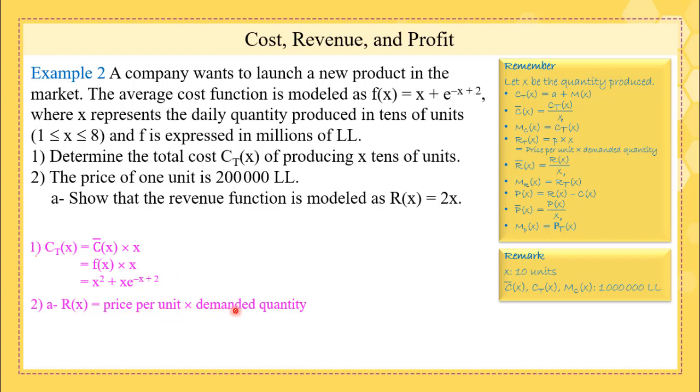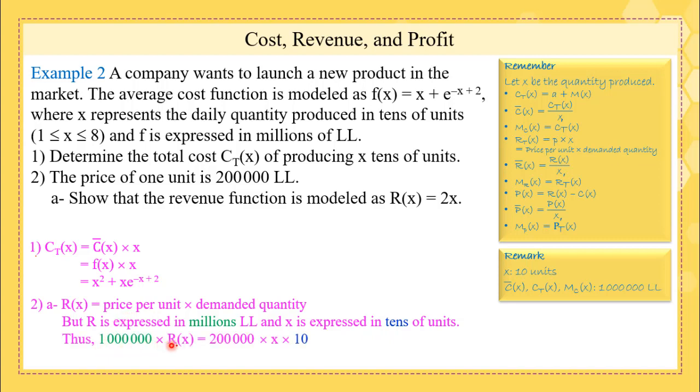Please pay attention. R is expressed in millions and x is expressed in tens of units. Thus, 1 million times r of x, revenue multiplied by its unit, equal to the price per unit 200,000 times the demanded quantity or the quantity produced, which is x times the unit of x. Hence, 1 million times r of x equal to 200,000 times x times 10. Then we divide it by 1 million and we get r of x equal to x.